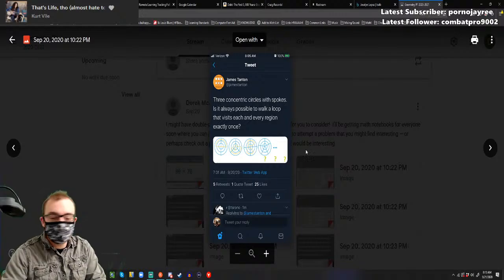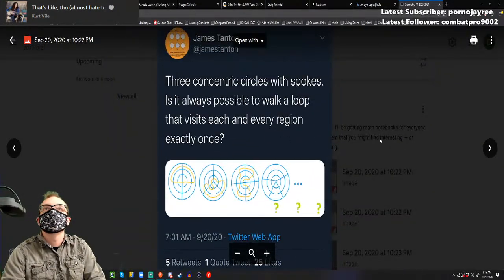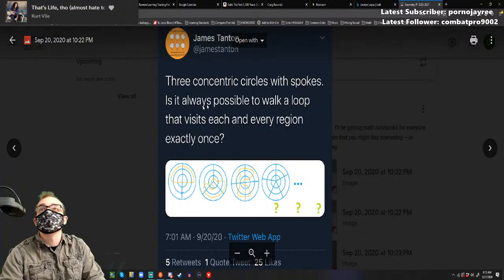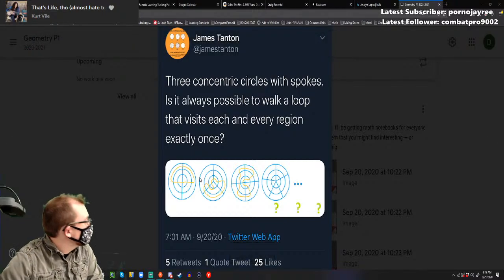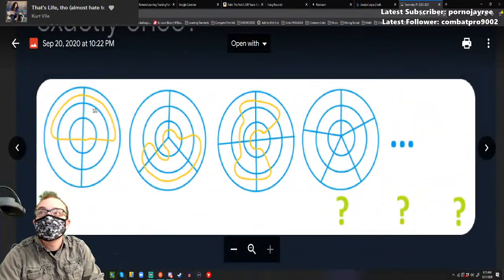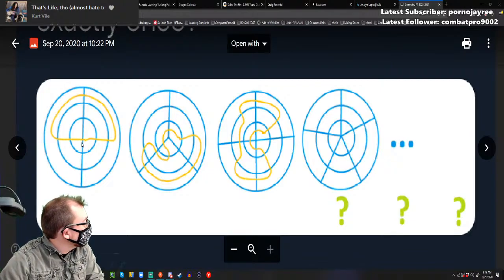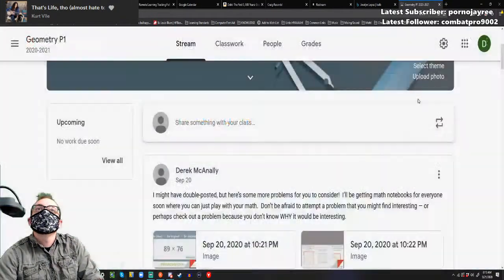Look at this problem. It says 3 concentric circles form a loop, with spokes. Is it always possible to walk through a loop that visits each and every region exactly once? If you look very closely, you've got this concentric circle design here, and they show that there is a path that you can go through that'll make sure you only walk through each section once. The question is, is this always true?